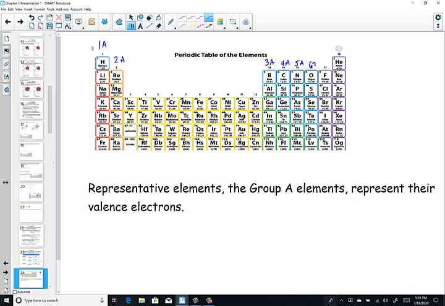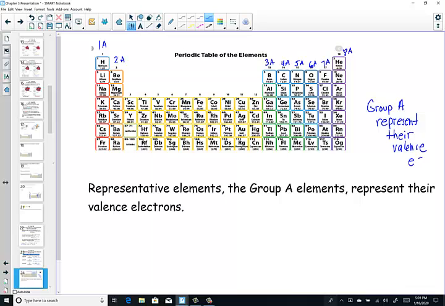The group A elements, I tried to write A and it came out messy. These are what we refer to as the representative elements. They represent their valence electrons. And that helps us predict the charge that they carry.